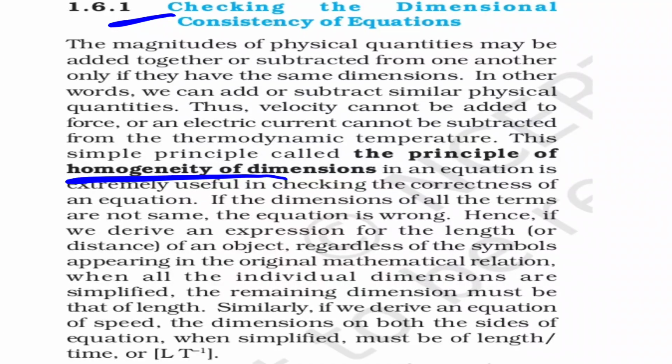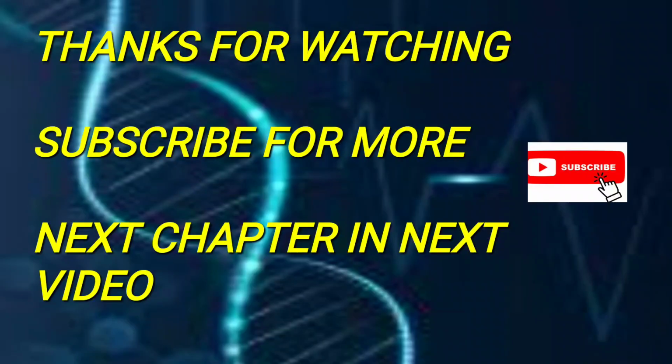Hence, if we derive an expression for the length of an object, regardless of the symbols appearing in the original mathematical relation, when all the individual dimensions are simplified, the remaining dimension must be that of length. Similarly, if we derive an equation for speed, the dimensions on both sides of the equation, when simplified, must be of length upon time, or L T raised to power minus 1. So this is about chapter 1.